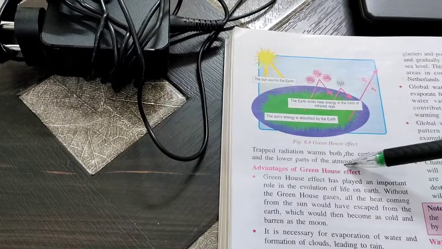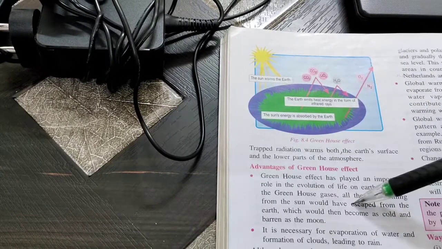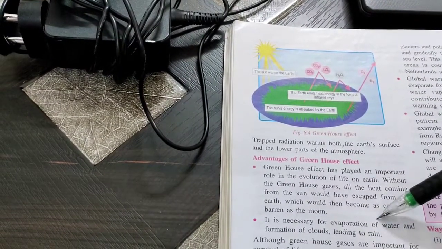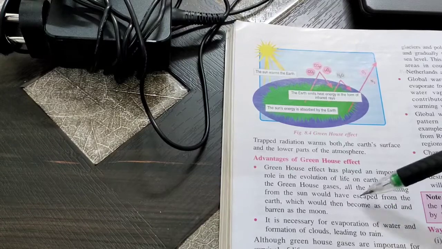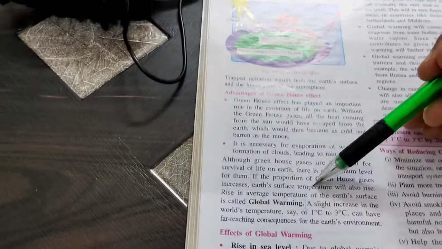Advantages of greenhouse effect. I've told you life on earth is possible thanks to it, and also evaporation of water is possible. That is, the water cycle is possible because of the heat. Now we have a definition of global warming, marked.